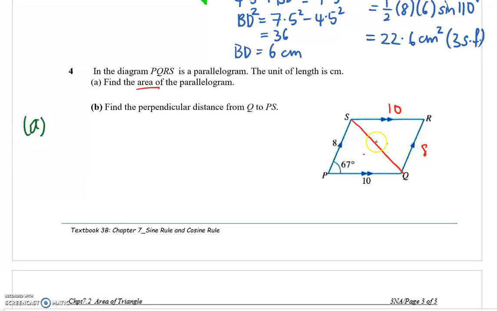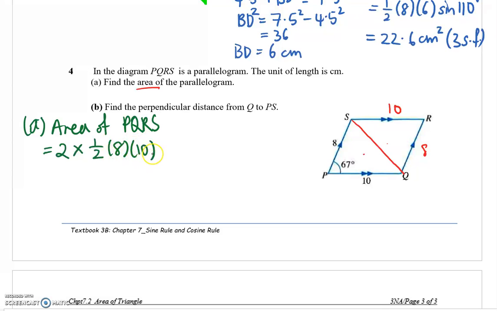So let's first find the area. We know that there are two triangles, so area of PQRS, well, it is 2 times the area of the triangles, right? So 2 times half ab sine C, so half times 8 times 10 sine 67 degrees. Press your calculator. Alright, 3SF, you will get 73.6 centimeter squared.